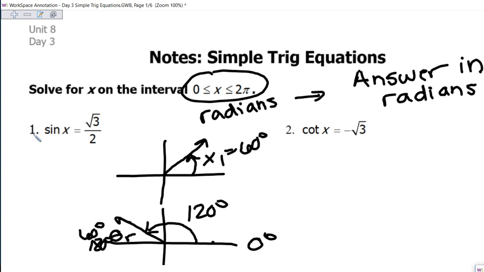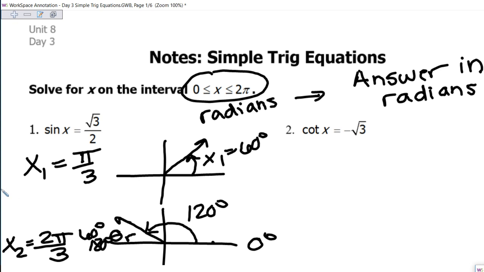So when we write our answers, remember, they gave us the interval in radians, so my answer needs to be in radians. So that first angle was 60 degrees, which would be pi over 3. This second angle, I'm going to call it x2. x2 is 180 minus 60, which would be 120. And what's 120 in radians? 2 pi over 3. So pi over 3 and 2 pi over 3 are the two solutions for number 1.